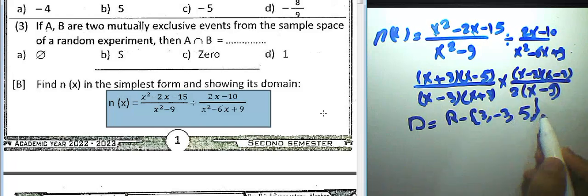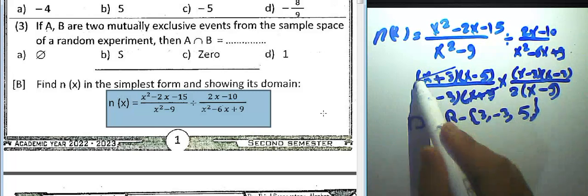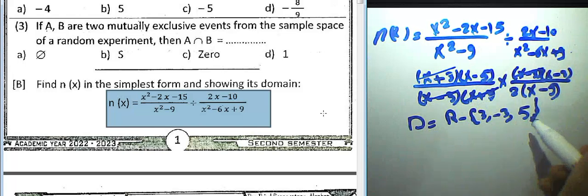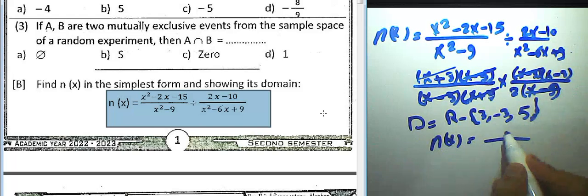Then you can cancel (x plus 3) by (x plus 3), and (x minus 3) by (x minus 3), and (x minus 5) by (x minus 5). So the result of n of x in simplest form equals (x minus 3) in the numerator and 2 in the denominator. It's the simplest form of this function. Okay.